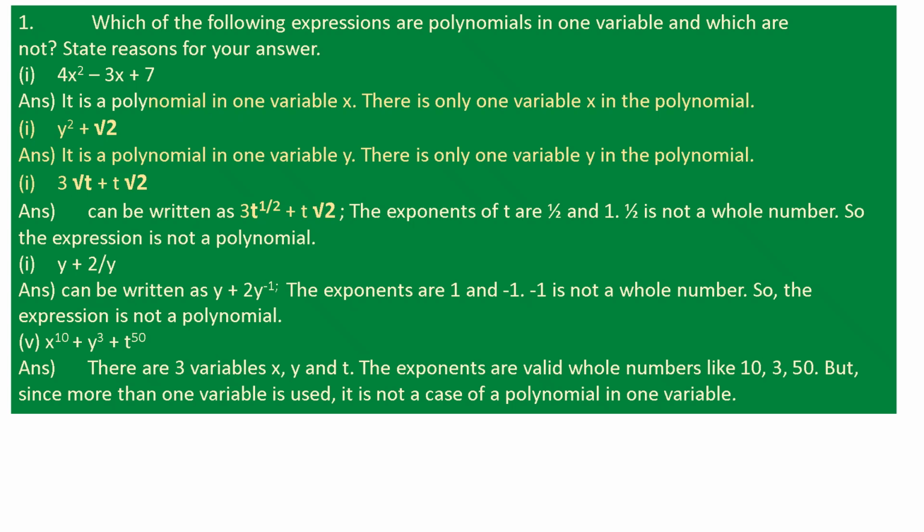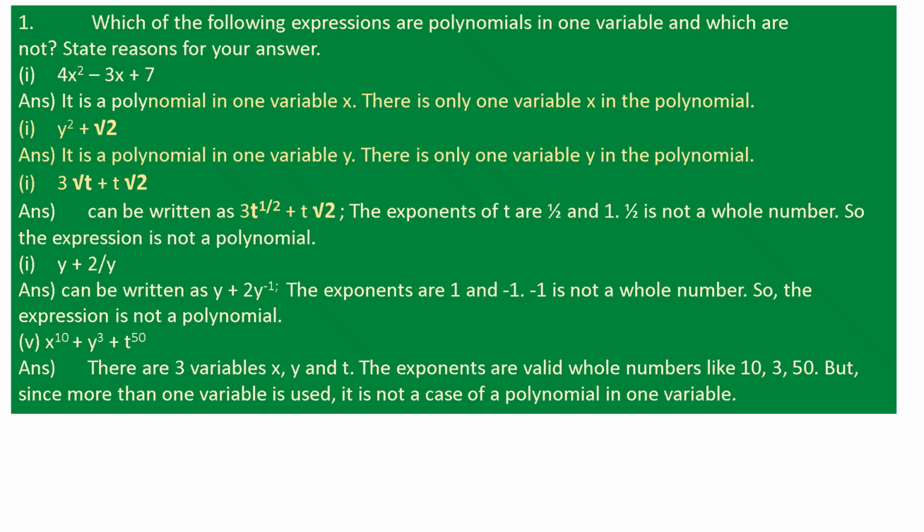The next one is y plus 2 by y. It can be rewritten as y plus 2y to the power of minus 1. What are the exponents here? 1 and minus 1. Minus 1 is not a whole number, so the expression is not a polynomial by itself.